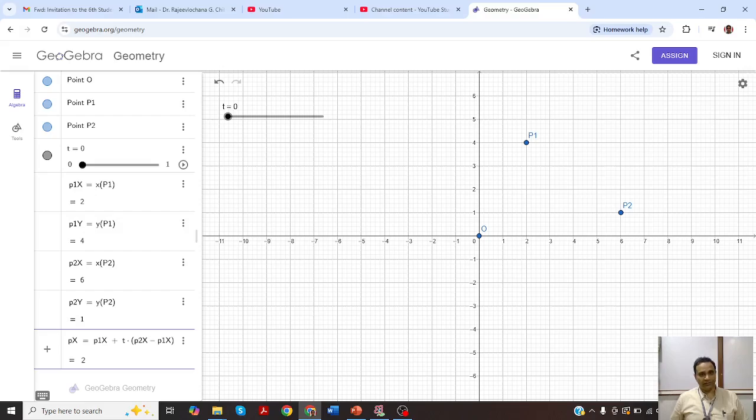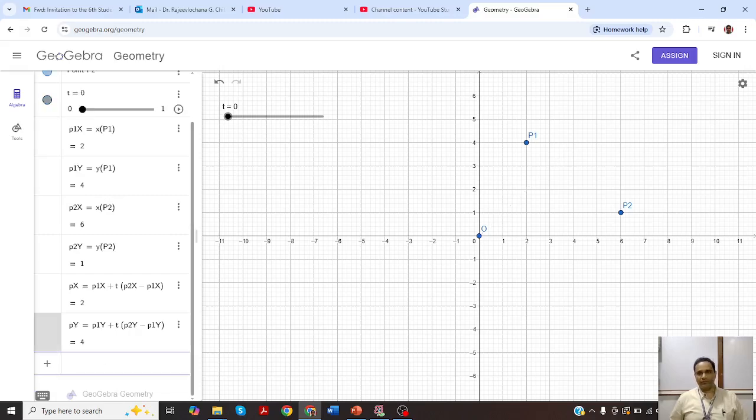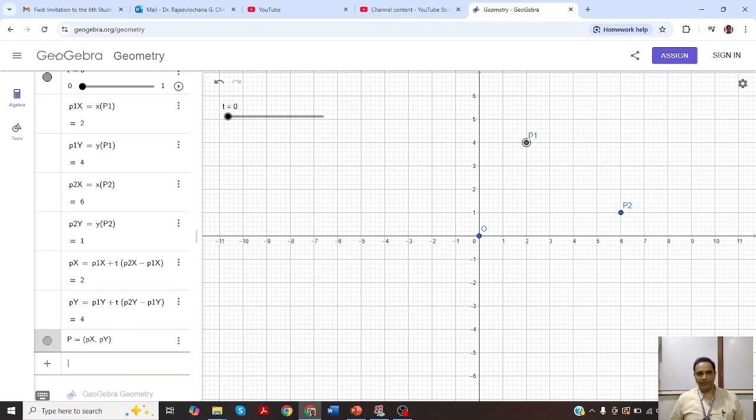Okay, so I have introduced t. Right now the value is 0. Okay, this is how we'll get px. Similarly, py is equal to p1y plus t into p2y minus p1y. This is py. So how do we get point? P is equal to (px, py). There is a point P here.